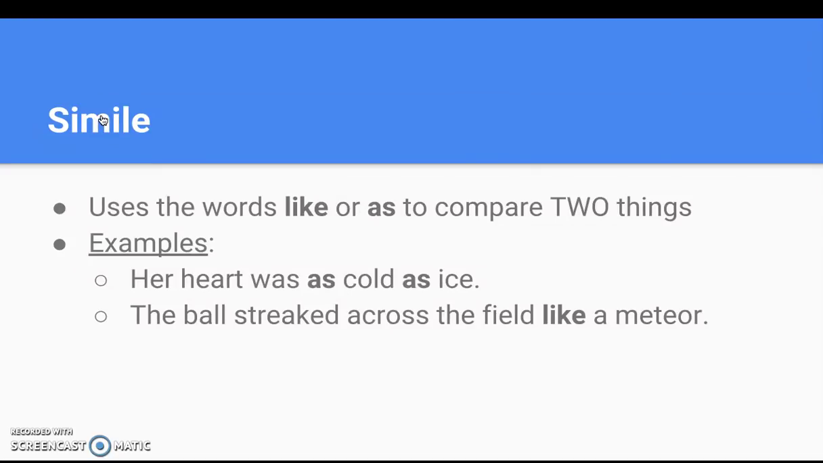Some examples are, her heart was as cold as ice. The ball streaked across the field like a meteor. So here you can see that a heart is being compared to ice, saying that the character, for example, was very standoffish and mean. The ball streaked across the field like a meteor. That would mean that the ball went really fast, like a meteor.